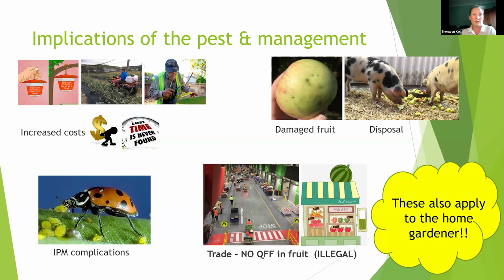There are also integrated pest management complications. That means the chemicals that can be used to control Queensland fruit fly, if they're sprayed in a broad spectrum manner, can actually hurt or kill some of the good bugs that are already in place to keep our bad bugs in check. And of course, there's the cost of not being able to trade or swap or give each other fruit. You can't have any Queensland fruit fly in your fruit to be able to trade, and it is illegal to trade fruit fly infested fruit.